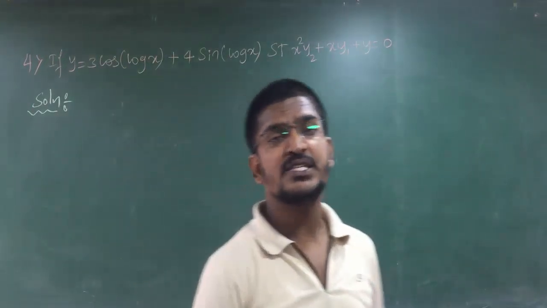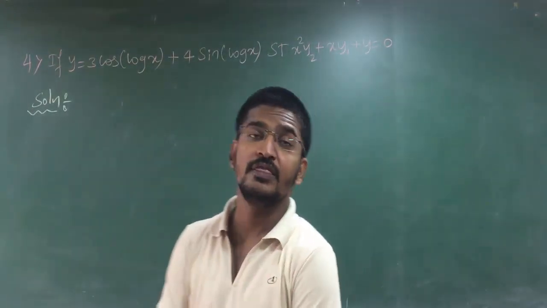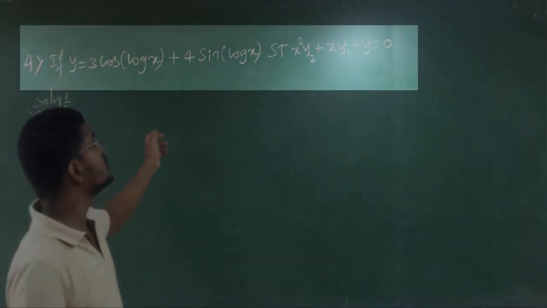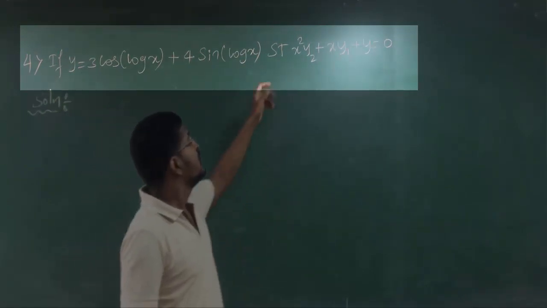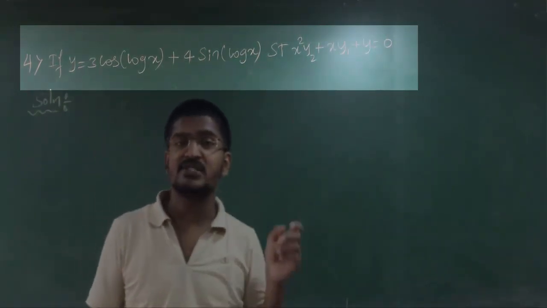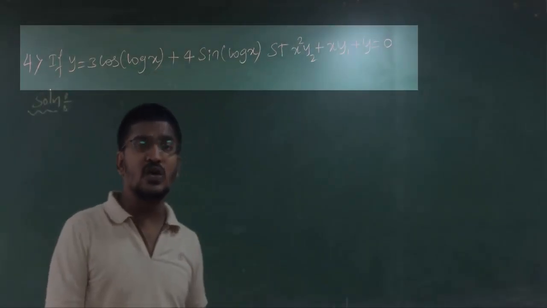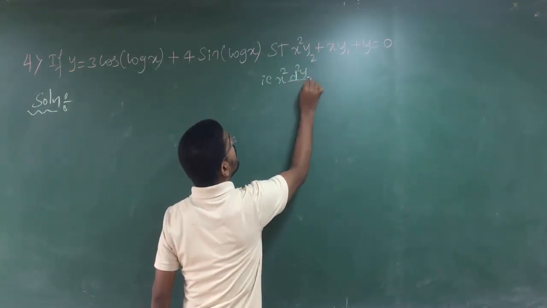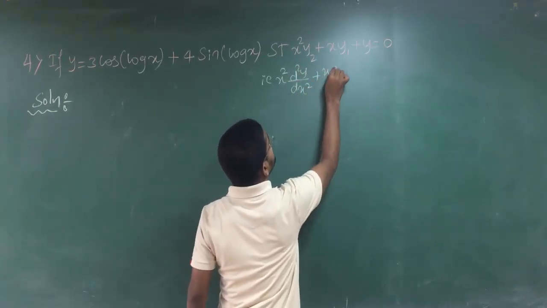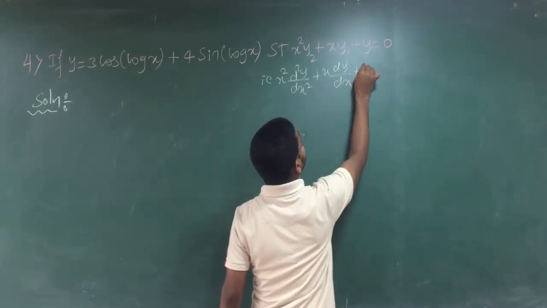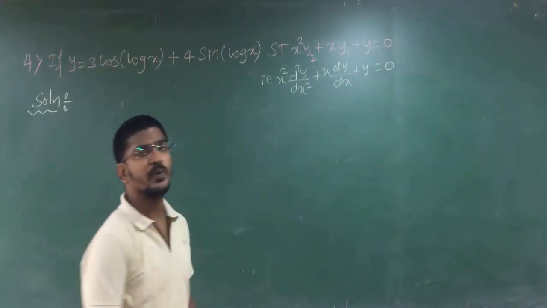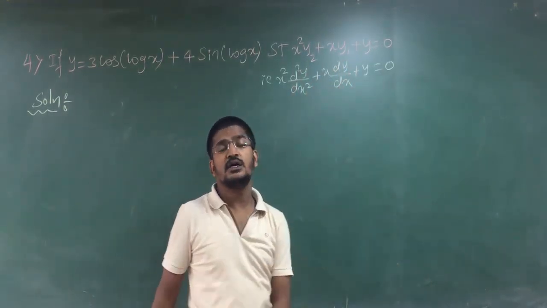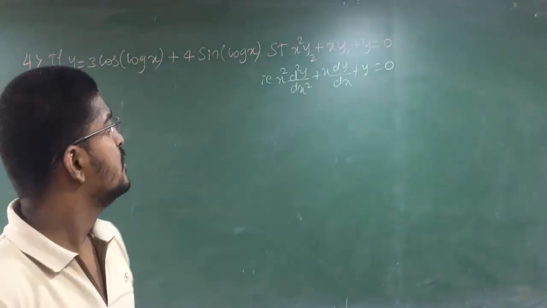Okay students, now let us go for the fourth problem. That is, if y equal to 3 cos log x plus 4 sin log x, show that x square y2 plus x y1 plus y equal to 0. That is nothing but x square d square y by dx square plus x dy by dx plus y equal to 0. You have to prove. y2 means d square y by dx square, y1 means dy by dx. So that you have to know. Clear? So you have to show that.